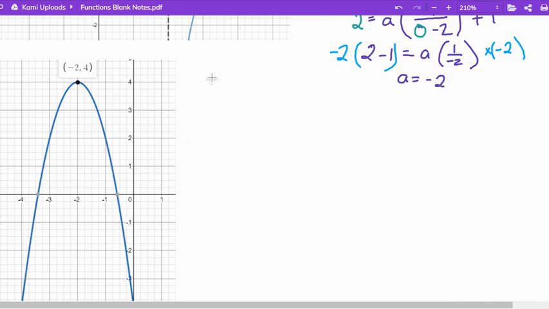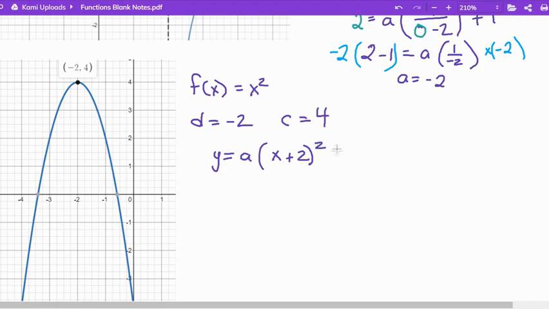All right. Parent function, x squared. Okay? Because it's a parabola. I'm given the vertex. So that means I can say, okay, my d value, my horizontal translation, is negative 2. My c value is positive 4, right? Because it went 4 up. The vertex is where I find my translations. We're going to write the equation with an a value. So I don't know the a. I've got a times x plus 2 all squared plus 4. Right? This is a review of grade 10.